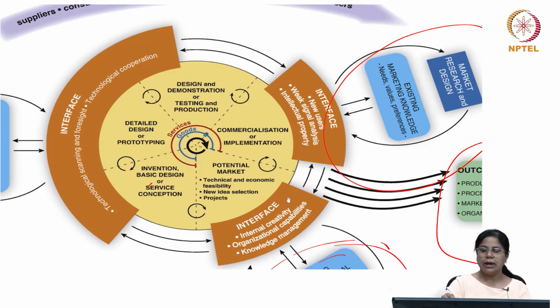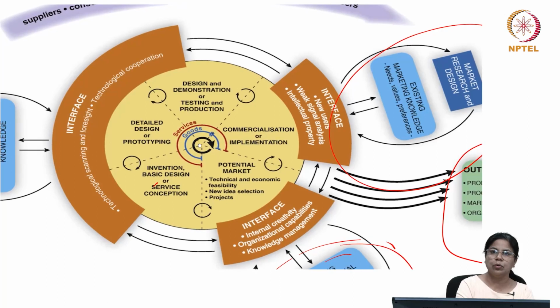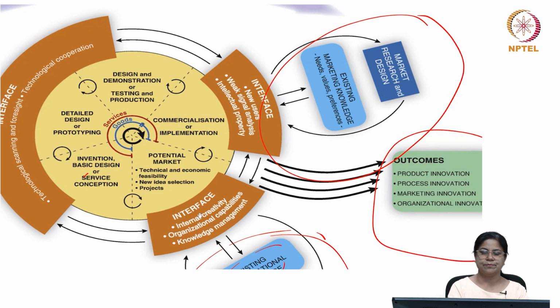Now at the immediate core are essentially three major interfaces. The interfaces are coming in these brown boxes through new users, weak signal analysis and intellectual property. Interface through internal creativity, organizational capabilities, knowledge management, through technological scanning, foresight and technological cooperation, which are also again feeding into each other. The arrows, you see that they feed into each other and they learn from each other. Essentially, the idea is to come up to the core, maybe with the new good or the services that will be the final outcome in the form of maybe this, right?